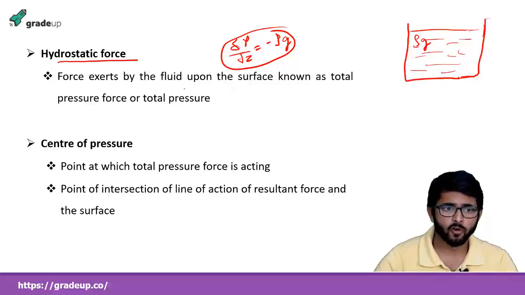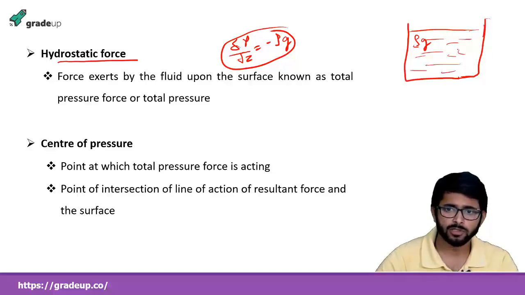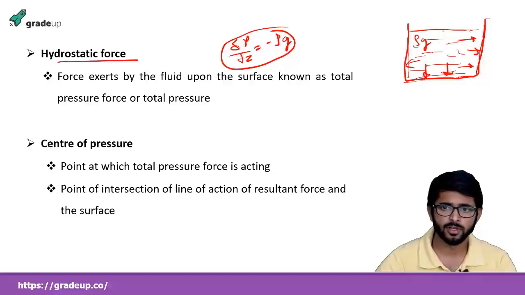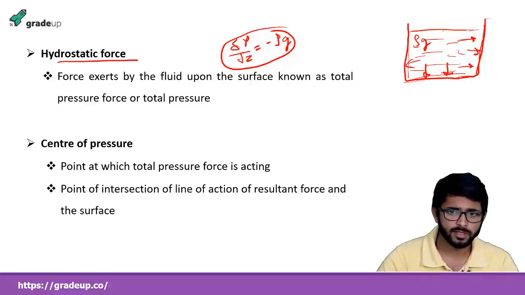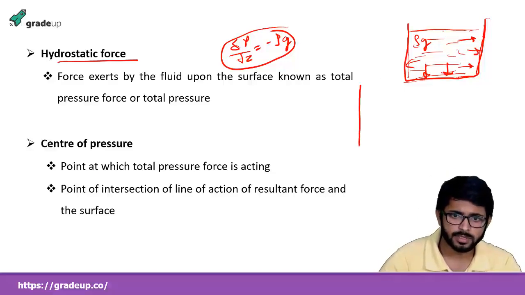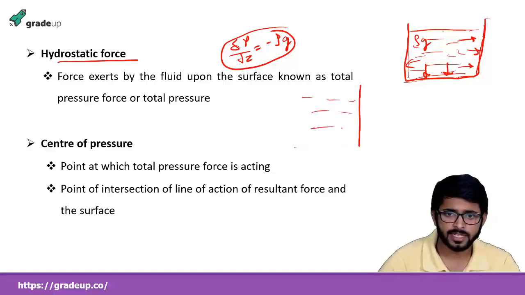The force exerted by this fluid upon the surface, let's say the boundary of the tank, the vertical boundary or the horizontal boundary, that force exerted by the fluid on the boundary is known as the hydrostatic force. We are going to study various surfaces, like plane surfaces or curved surfaces, and how the pressure forces act on those surfaces. So here, say it contains water, with a solid boundary.